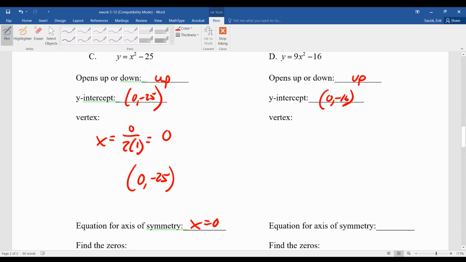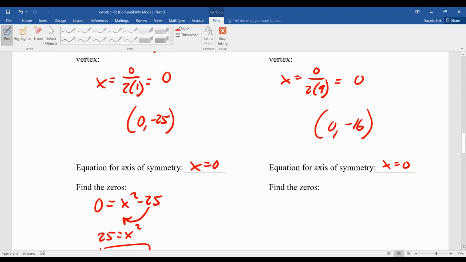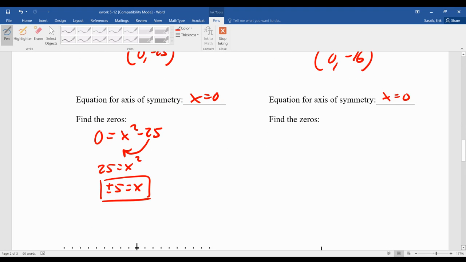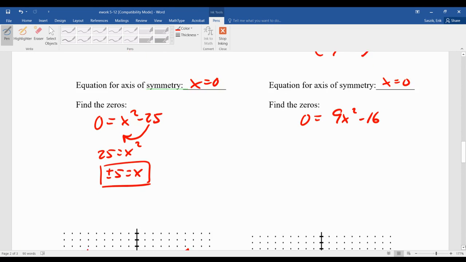Okay, here, the vertex is, again, opposite b. B is 0, so that's easy, over 2 times a, but anything under 0 is just 0. And if I plug that in, I get 0, negative 16. Axis of symmetry is just x equals 0. It's just these problems are exactly like each other. So now we get, replace the y with 0. We don't have a b term, so let's move the 16 over by adding.